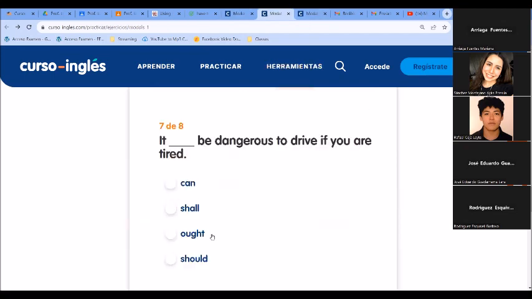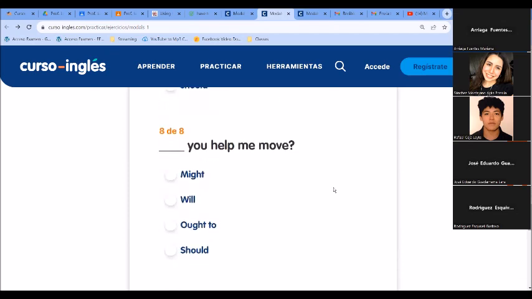Here, something is dangerous if you're tired. You don't have the ability to drive, right? So be careful. So here it says, it can be dangerous to drive if you are tired. Repeat. It can be dangerous to drive if you are tired. Good. All right. Number 8, question, Gustavo.